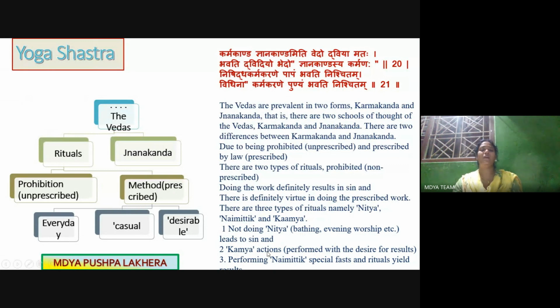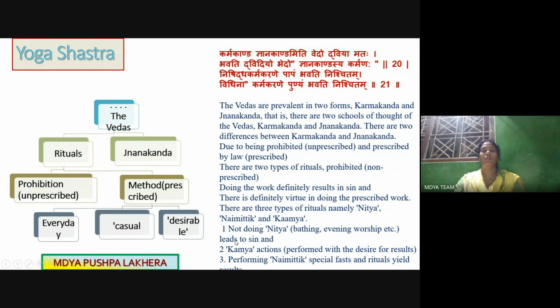The third one is kamya action, which is performed with the desire for a result, the fruits. Suppose you are doing a charity. Why are you doing charity? Because it will give us a good result, and by thinking about that type of fruit, we are doing that action. These are called kamya action or kamya karma.